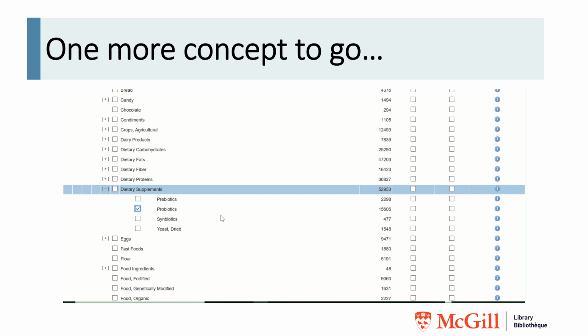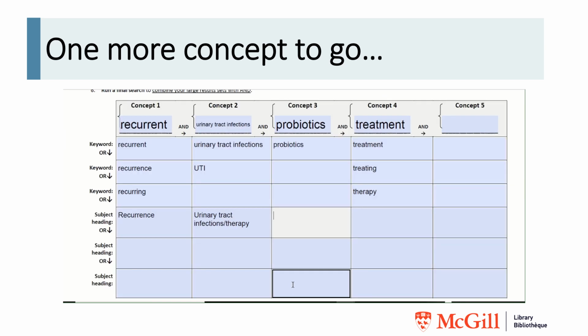But remember, we're not actually searching right now, so I will resist the urge to do that. I'm going to go back to the worksheet, and I'm going to type in probiotics here. And now we have one subject heading or a subheading for each of our 4 concepts.